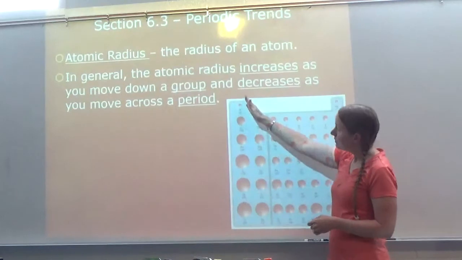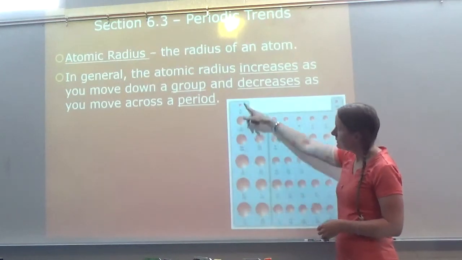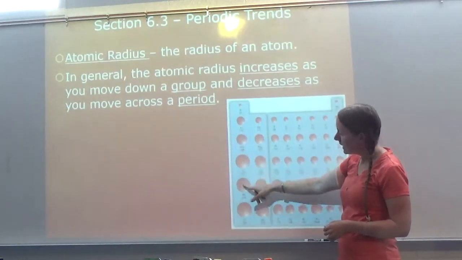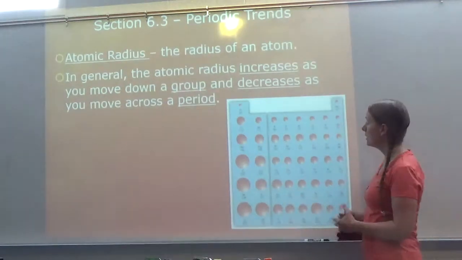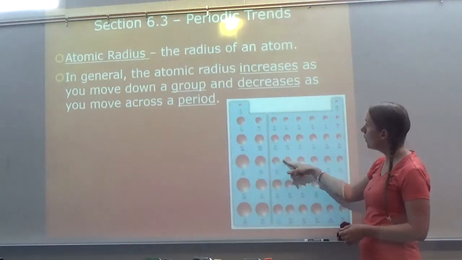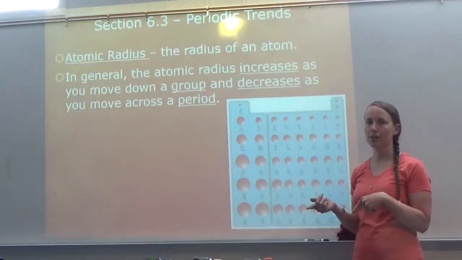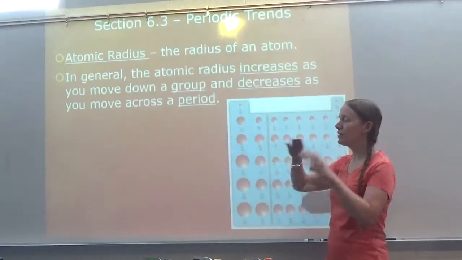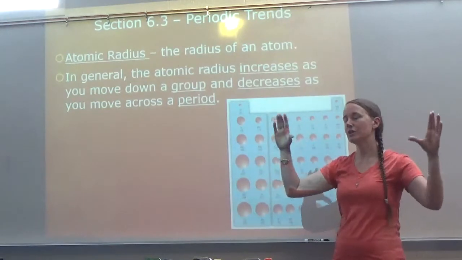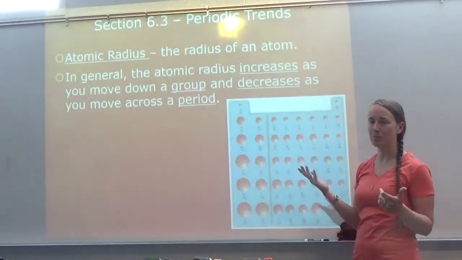As we go down a group, you can physically see that atoms are getting larger, the radius is getting larger. And as you move across, it actually decreases. The across is what people tend to struggle with. Everybody realizes as you go down, you get a larger and larger energy level. It's the across that is the problem.